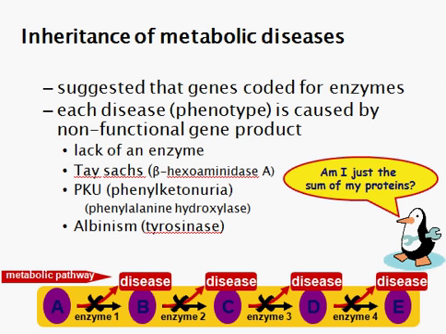And then the last example listed here is albinism, which results from tyrosinase not being produced, and that enzyme is used in the production of cellular pigment. So each of those disorders is the result of one single enzyme not being made. From that, there was the idea that if these conditions are inherited, they're coming from the parents' DNA and being given to their children in that way.